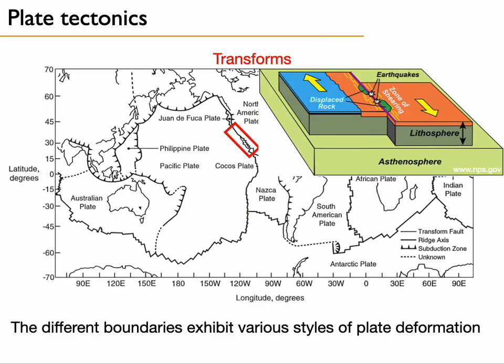The third type of plate boundary deformation is the transform type of deformation. In the transform type of deformation, two plates pass each other. They slide past each other. An example of it would be the San Andreas fault. So it's also the locus of major earthquakes. And that's one type of boundary deformation.